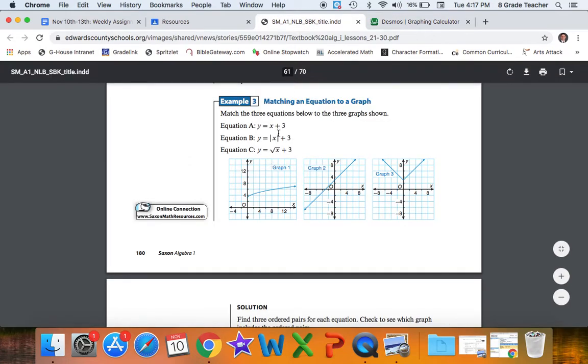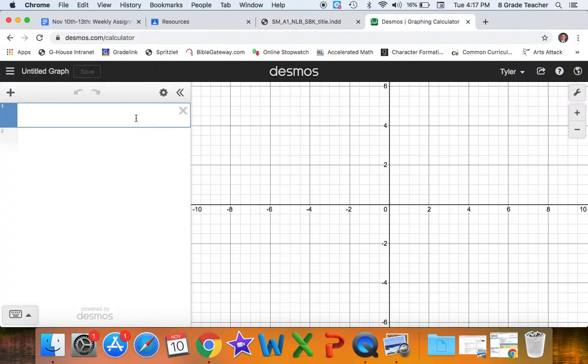So here we're trying to match the equation with the graph. Well, what would be good for us to do is to type in the equation and see what shape it makes, and then we can make that match happen. So the first one is y equals x plus 3. I'm going to type right in here, y equals x plus 3. Gives me this line going up from left to right, kind of like the slope of the side of a hill or a mountain.